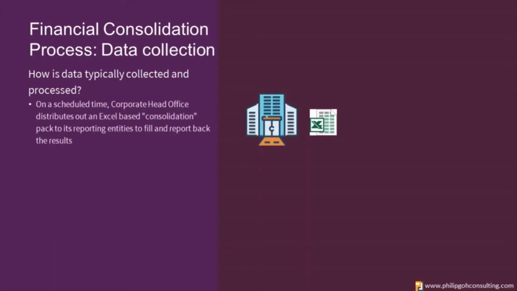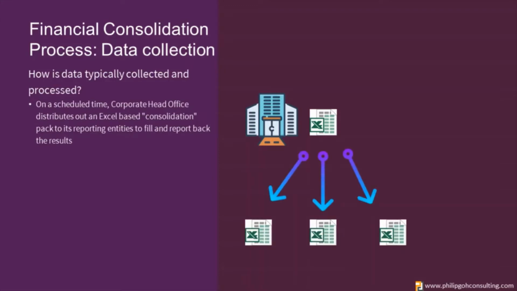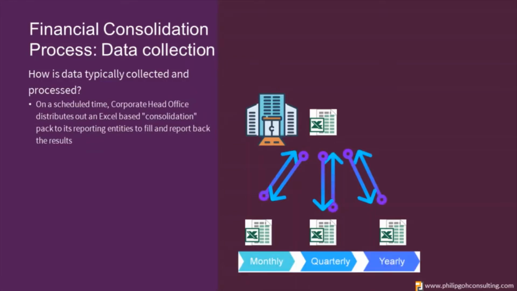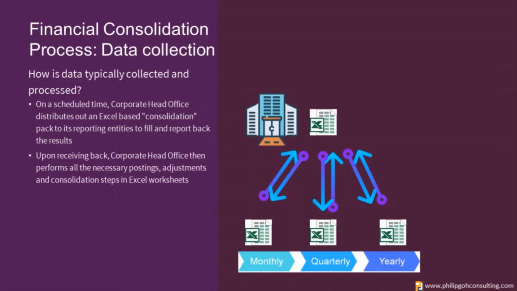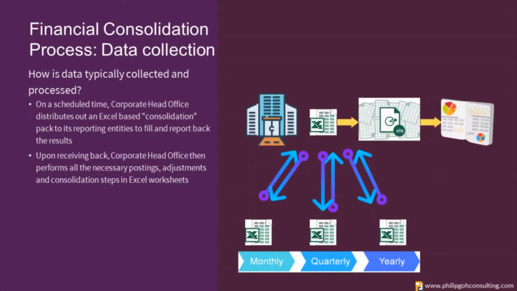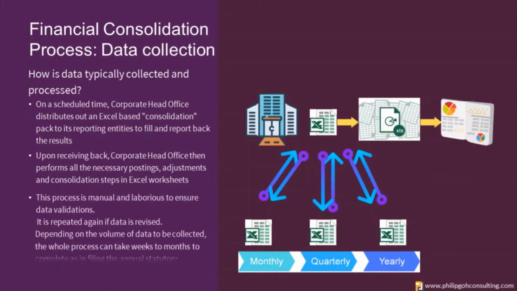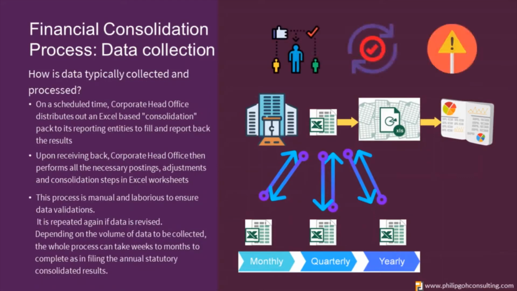On a scheduled time, corporate head office distributes out an Excel-based consolidation pack to its reporting entities to be filled and report back the results. Upon receiving back, corporate head office then performs all the necessary postings, adjustments, and consolidation steps in Excel worksheets. This process is manual and laborious to ensure data validations. It is repeated again if the data is revised.